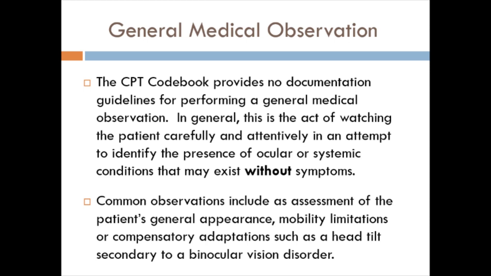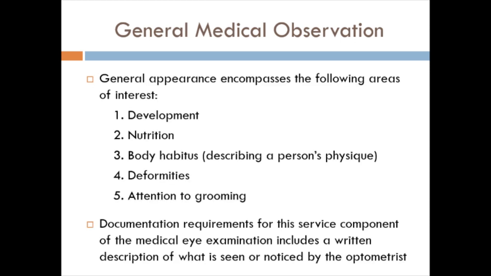So this is you just looking at the patient, not what the patient's complaining about, not what the patient's saying. It's just whatever you see. And the observations could include some kind of assessment of their appearance, their mobility, any compensatory adaptations like a head tilt, if they've got some kind of vertical imbalance. So these are examples of things that you would look at under general medical observation. It could also encompass these following areas: development, nutrition, the body habitus, deformities, grooming. And all you do is whatever you're seeing, you write down in the record.